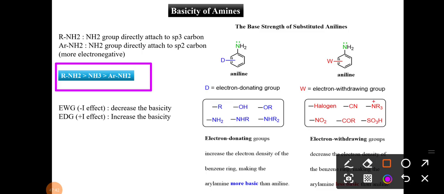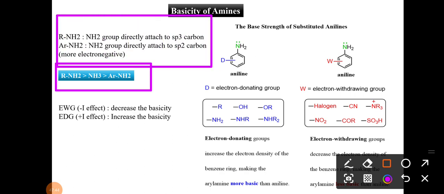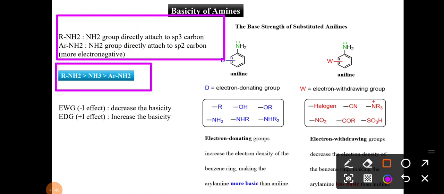So here you can see, in aliphatic amine, the NH2 group is directly attached to the sp3 carbon. And in aromatic amine, the NH2 group is directly attached to the sp2 carbon. So due to the aromatic ring, where the sp2 carbon is there, there is more electronegativity over there. Means in aromatic amine more electronegativity is there.